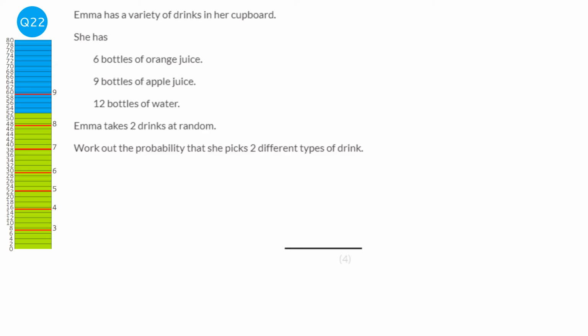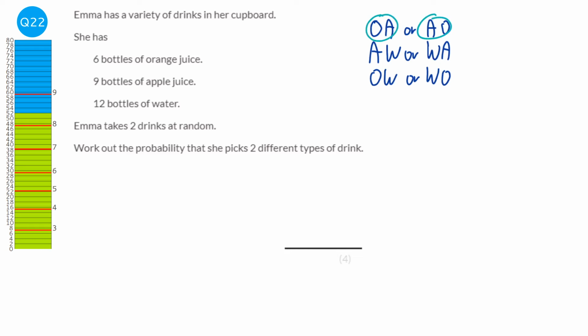We're going to start by working out what outcomes will give us two different types of drink. So we could have OA or AO, we could have AW or WA, and we could have OW or WO. Now, what we notice when we do this is that OA gives us the same probability as AO. Same with AW and WA, same with OW and WO. So we're going to just ignore the right hand side ones, and we're just going to focus on the left hand side ones.